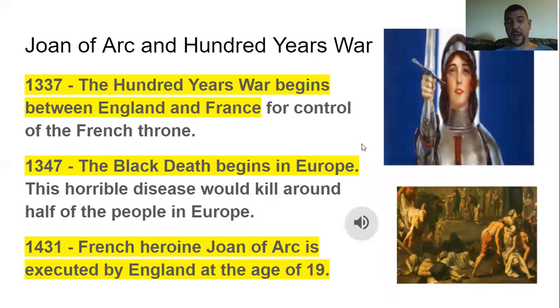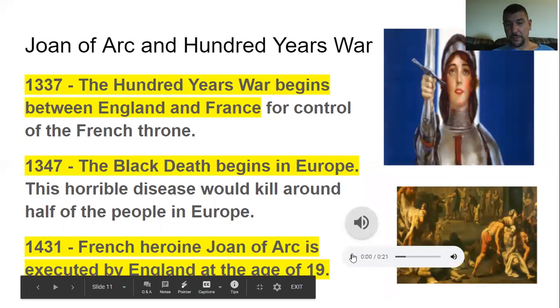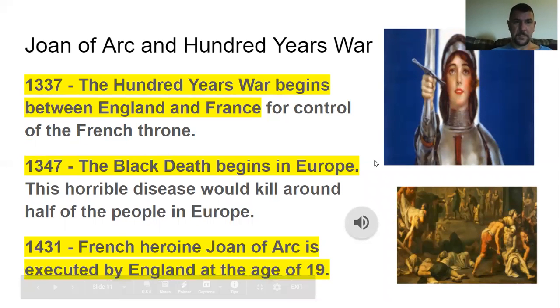She was executed by England at the age of 19. She was with the French, and thought she saw visions from God that told her different things. And we're going to talk about her. So all these are going to be mixed in. Plus, we're going to have a whole lot more than just these that I'm going over. It's just some I'm showcasing. Joan of Arc and the 100 Years' War.